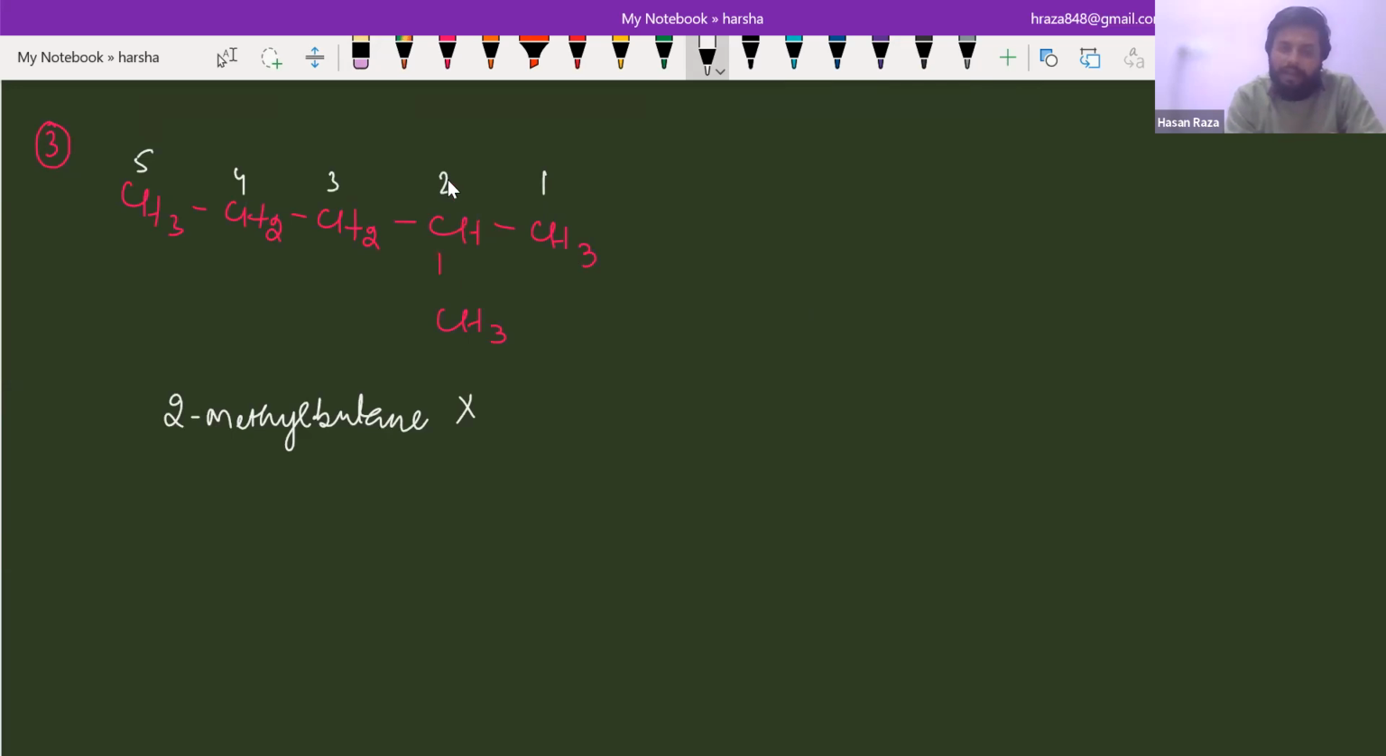As you can see, at the second carbon, you have a methyl group. And then if you are going for the parent chain, you can see how many carbons are there: 5 carbons. So it will be pent, and then all are singly bonded, so it will be pentane. Is that clear, Ayman?